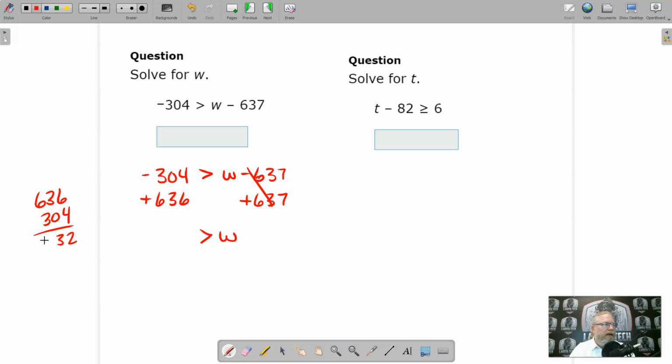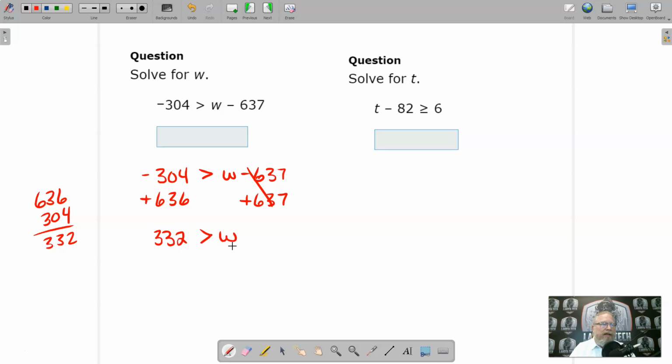Bring down the 3, and we have 3 there. So I know that this is going to be 332. Now, which of these two numbers have the greatest absolute value? Well, the positive 636 has a greater absolute value than the negative 304. So since the positive 636 has the greatest absolute value and it's positive, my answer would be positive as well. Now, again, we could put this in as 332 is greater than W.